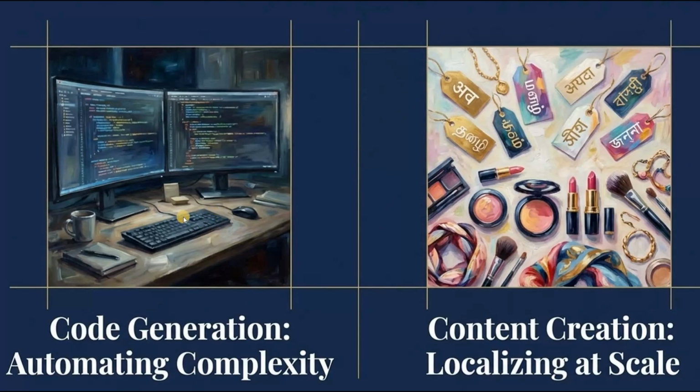Then we have code generation and technical assistance. One of the most practically impactful capabilities is the ability to write, review, and explain code. This has already transformed software development globally. At many IT companies, developers are using AI coding assistants to reduce the time spent on boilerplate code, write unit tests automatically, and debug complex errors by describing the problems in plain English.